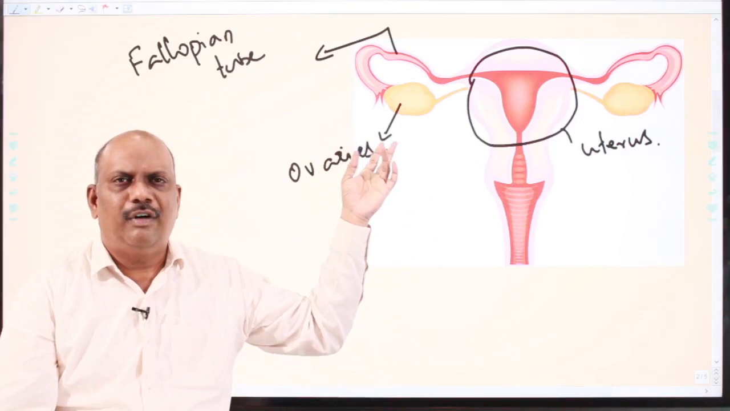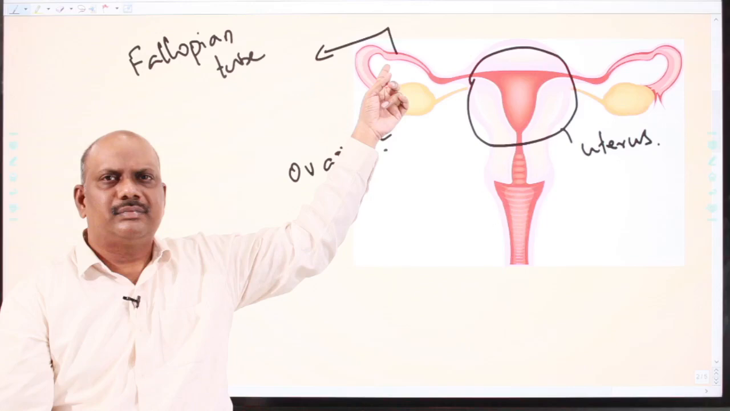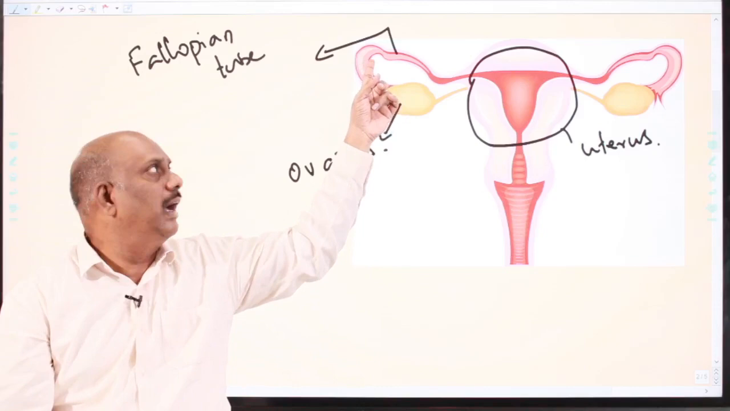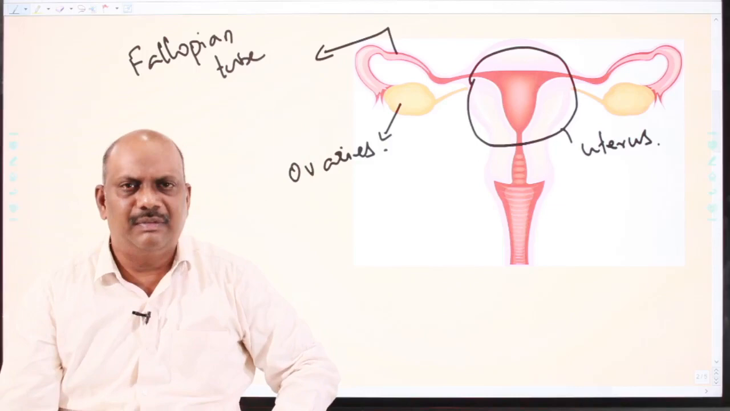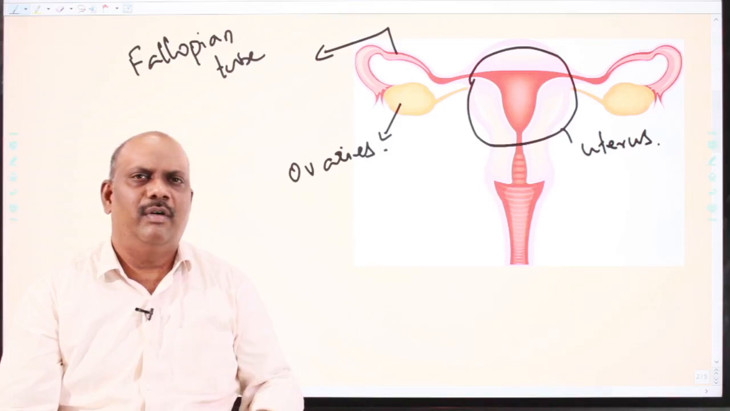Here the follicles are the eggs developed here. And once it matures, it slowly moves through the fallopian tube. Fertilization happens here in the fallopian tube. This was a UPSC prelims question some 15 years back. In general studies, they ask this one. Where exactly does the fertilization of the sperm and ovum happen?